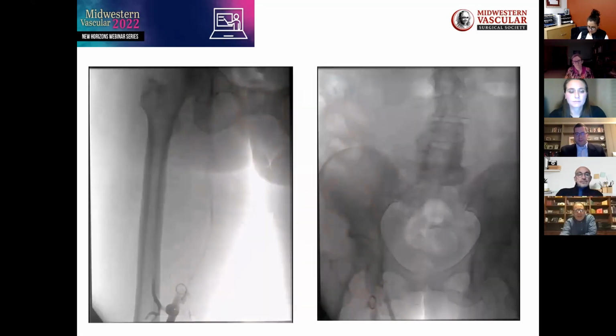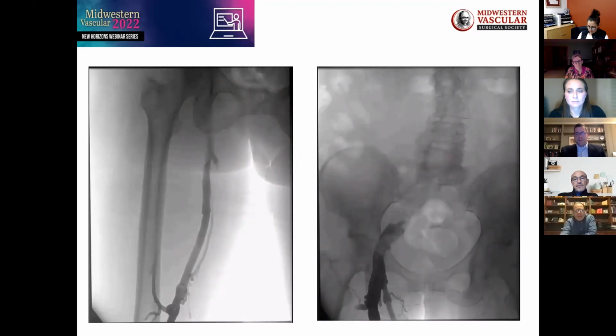So she was placed in the prone position. We originally accessed the popliteal vein with an 8 French sheath and performed a venogram as well as intravascular ultrasound. The venograms are on here. I'll run this through for you, confirming the findings on the venous duplex and the CT venogram.